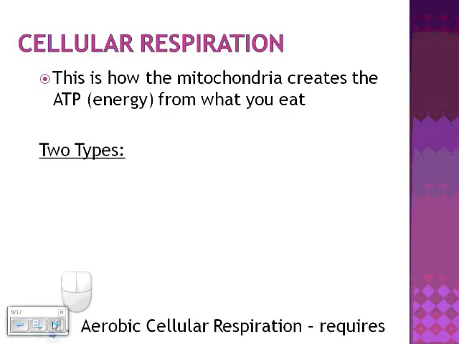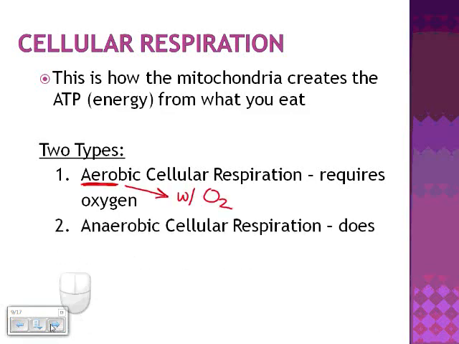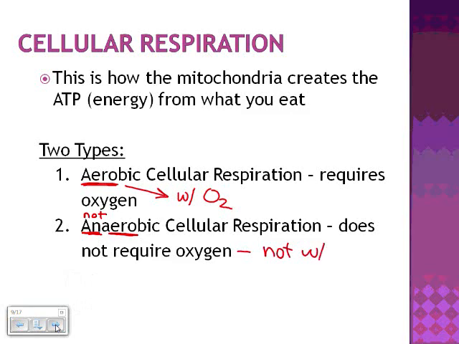There are 2 different types of cellular respiration. We've got aerobic cellular respiration, which requires oxygen. Aero, all right, in science, specifically means with O2, or using O2. Anaerobic does not require oxygen. When we put an "an" in front of the word, all right, the "an" equates to a "not." So we're meaning not with O2.